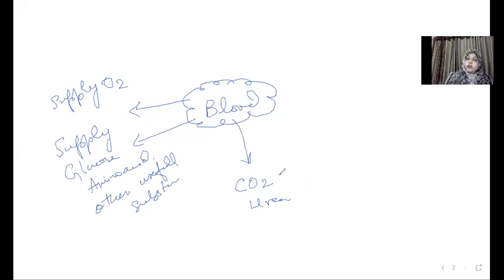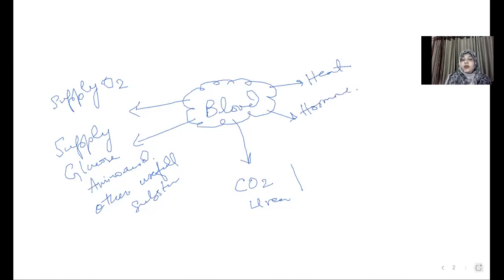Blood also carries carbon dioxide, urea, and hormones from the portion where they are produced to the targeted organ. Carbon dioxide will go to the lungs, urea will go to the kidney, and hormones, for example, are produced in the pituitary gland, so wherever the body needs them, they will go. Blood is also responsible for maintaining heat. These are the basic functions of blood. Don't forget hormones, because these are important points.